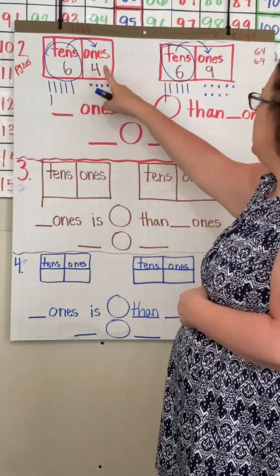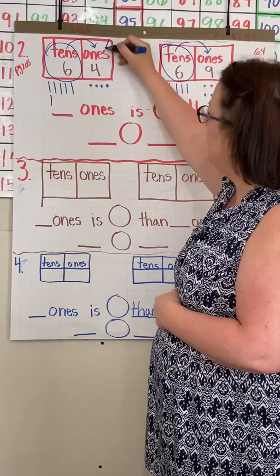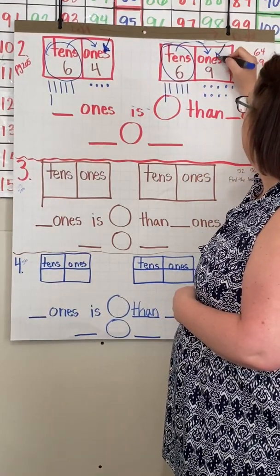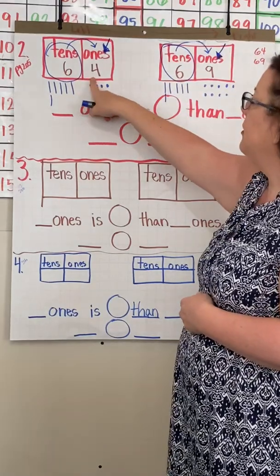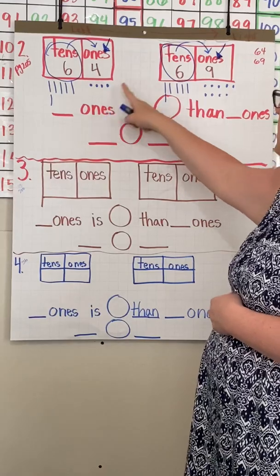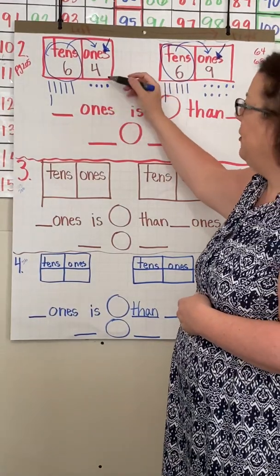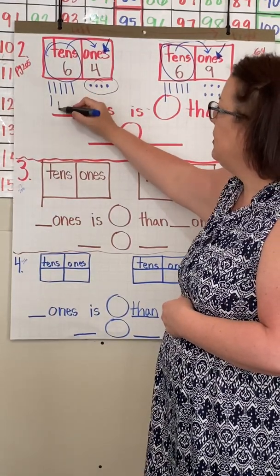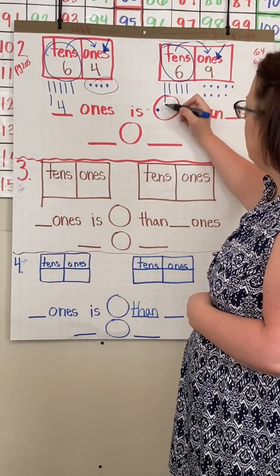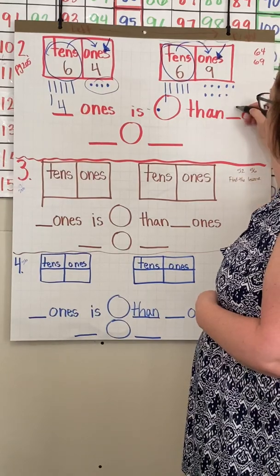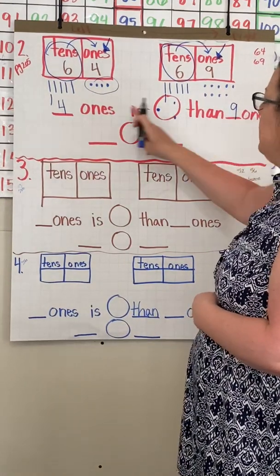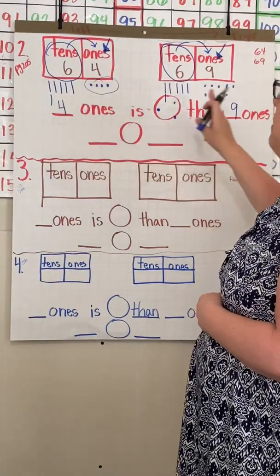So which is less? We have to look at the ones place now, right? There's my ones. I'm looking at my ones. 4 ones and 9 ones. Which one looks less? You're right. 4 ones is less, so it gets 1 dot, than 9 ones, which gets 2 dots because 9 is greater than 4 and 4 is fewer than 9.